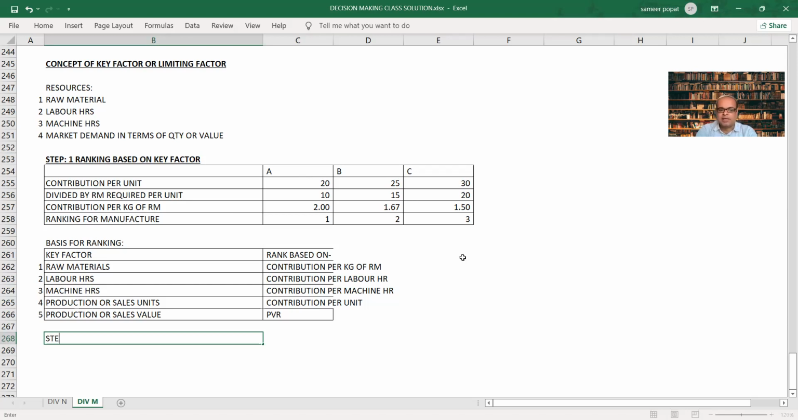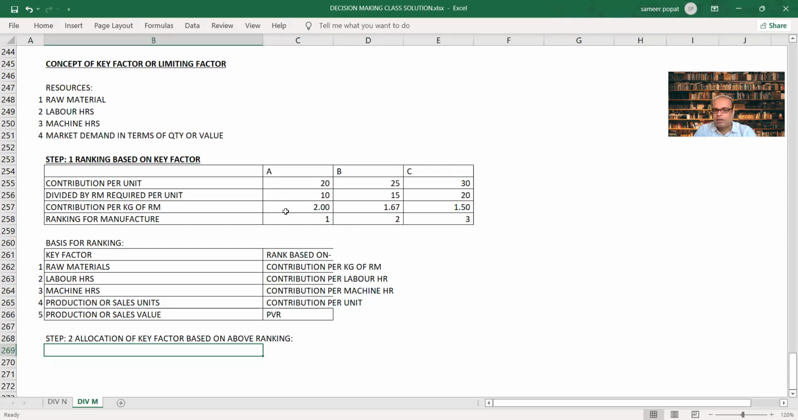Now, based on this ranking, we are going to follow step number 2, that is allocation of key factor based on the above ranking. Whatever rank we have given here, based on that, we are going to allocate whatever key factor is there. In this example, the key factor is raw material, so whatever quantity of raw material is available with the company would be allocated to product A, B, and C. First, that would be allocated to A, that being rank 1.